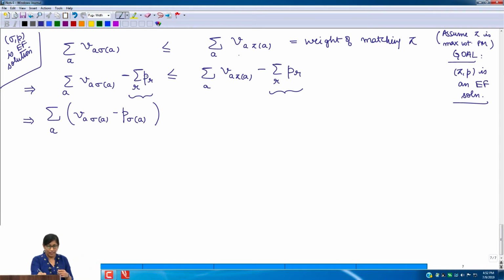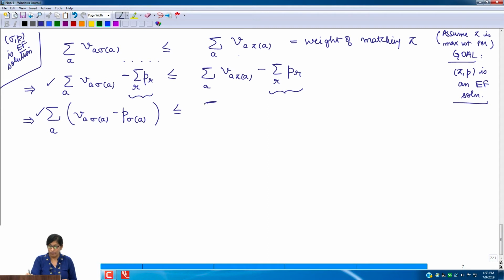So why is this particular quantity equal to this particular quantity? Why can I regroup in this particular way? Since sigma was a matching, here were just price vectors written over here, like price of room 1, 2, 3, 4, 5, 6, and then I just coupled it with the room agent A is getting, right? So these two quantities are exactly equal.